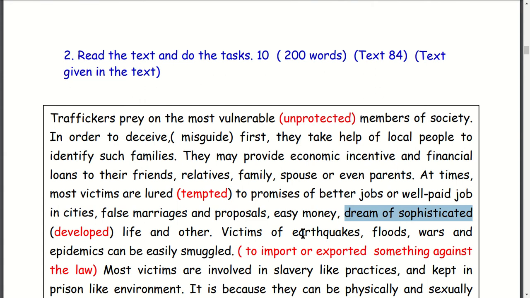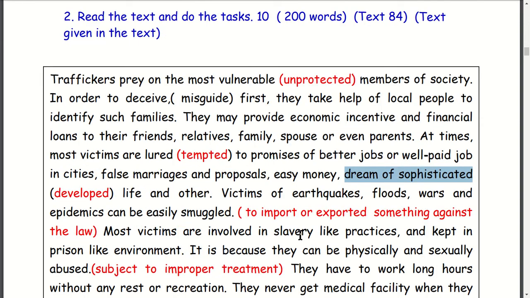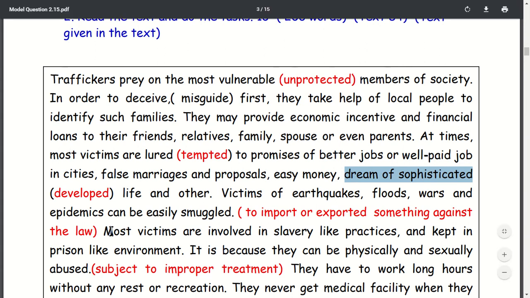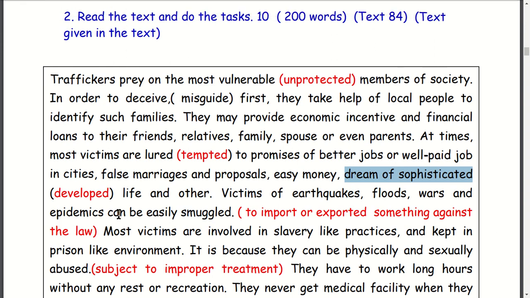Victims of earthquake, who are vulnerable, who are target groups. Victims of earthquake, flood, wars, and epidemics. Like nowadays there is a problem of epidemic, it is called pandemic, coronavirus. This is a pandemic, spreading all around the world.